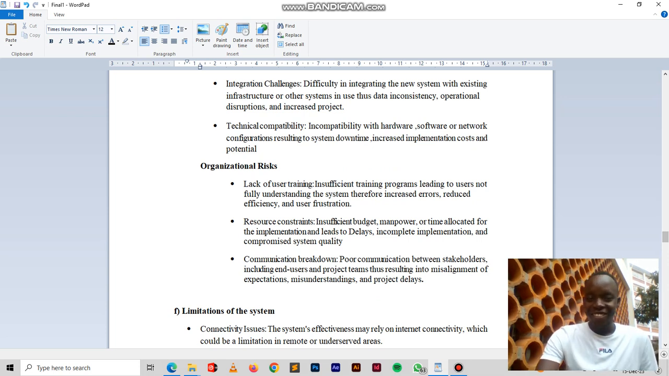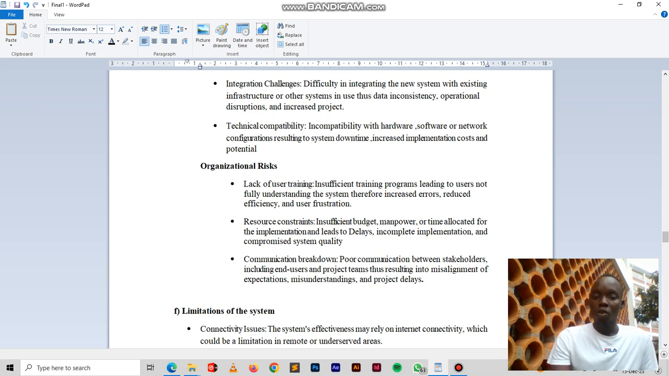There are also organizational risks. Lack of user training is one of them. Insufficient training programs lead to users not fully understanding the system, so some money will be incurred to train the users on how the system will be implemented.